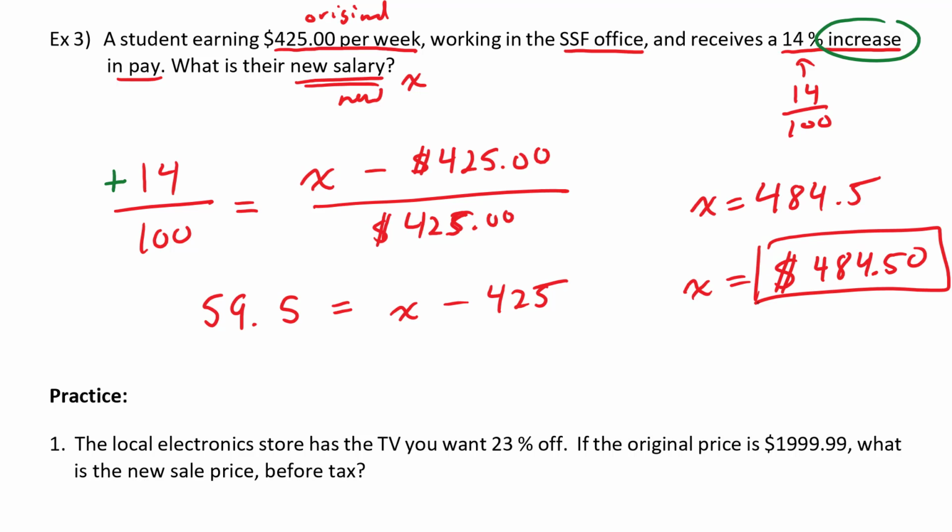As a result of a 14% increase, your salary's gone from $425 per week to $484.50 per week. This might be helpful. At many jobs, you get a certain percentage increase every year. When budgeting, it could be helpful to find out how much money you'll be making the following year.